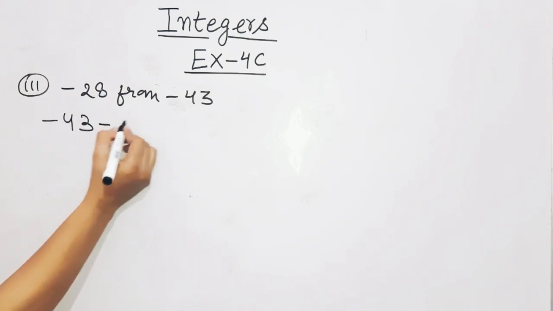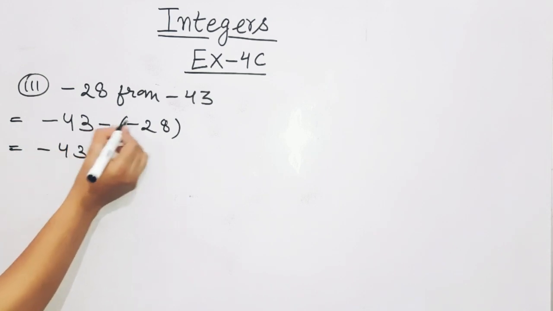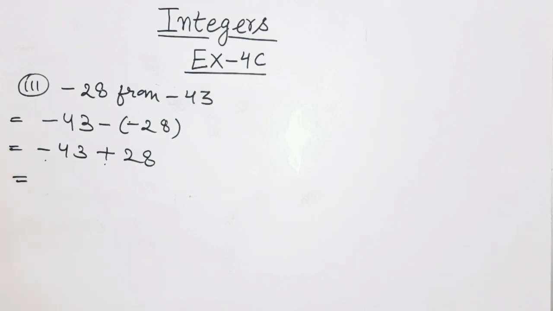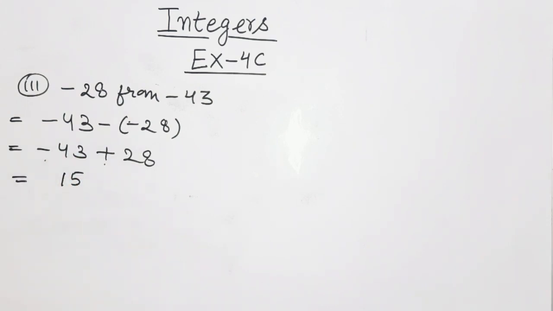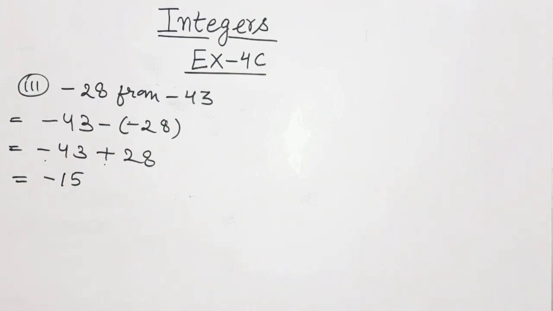So minus 43 minus minus 28. Minus 43 minus minus plus. So one positive, one negative. What we have to do? We have to subtract. So 43 minus 28 is 15. But yes, we know that one integer is positive, one integer is negative. We have to give the sign of the greatest number to the result. So the greatest number is having which sign? Negative sign. So the answer will be minus 15. Okay students?